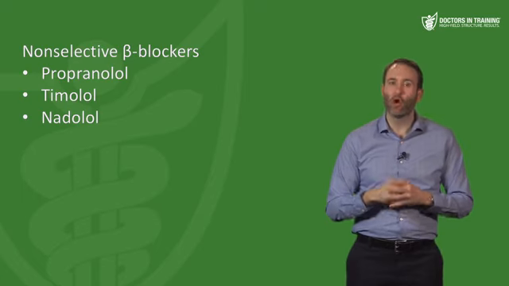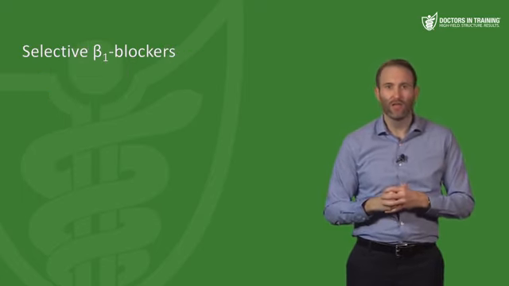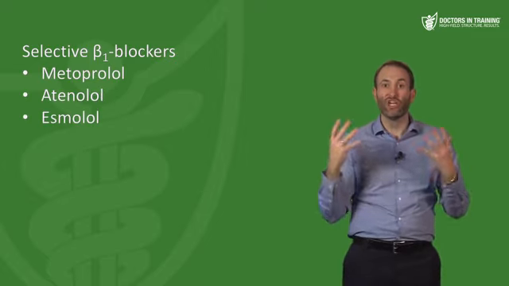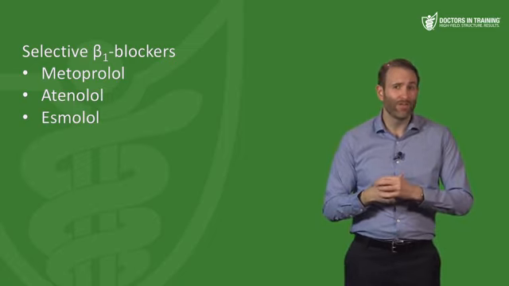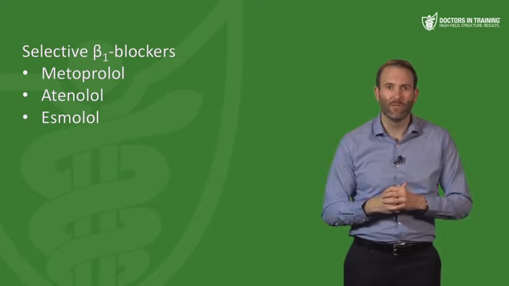And then we have our cardioselective, or what are also referred to as the beta-1 selective blockers, and they include metoprolol, atenolol, and esmolol. And as the name implies, they're just going after the heart. They're just doing beta-1. And there actually aren't very many clinically usable beta-2 selective blockers. There's just no reason to have those.